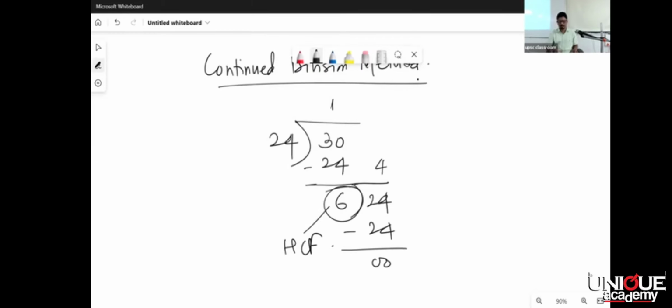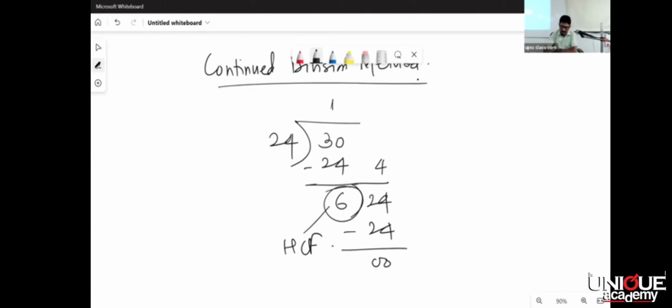So what is this method? When we have to find the HCF of two numbers, divide the greater number by the smaller number. If the remainder is 0, then the divisor is the HCF. If the remainder is non-zero, then keep dividing the divisor by the remainder till we get remainder 0. Where the remainder is 0, whatever the divisor is at that time, that is our HCF. Don't mind whatever the question is. We are looking for the HCF, that is the divisor only. Is it clear?